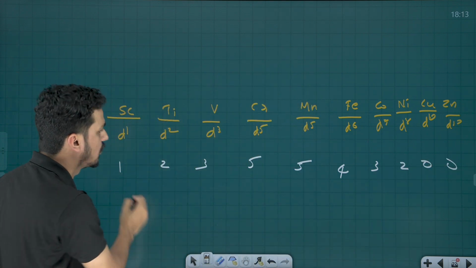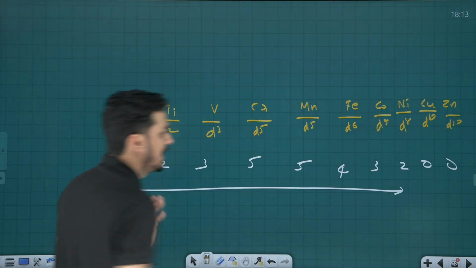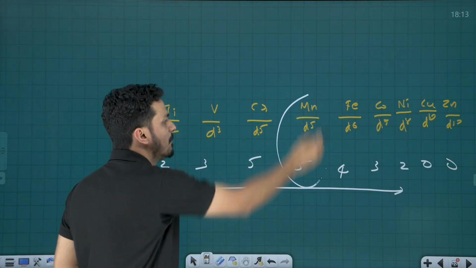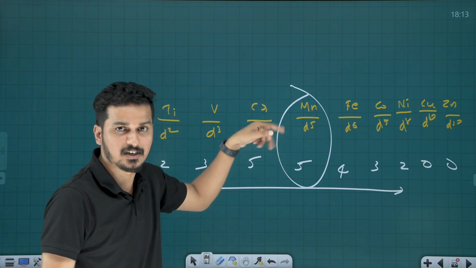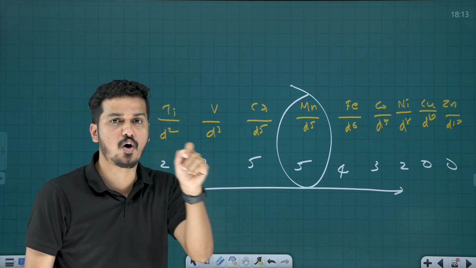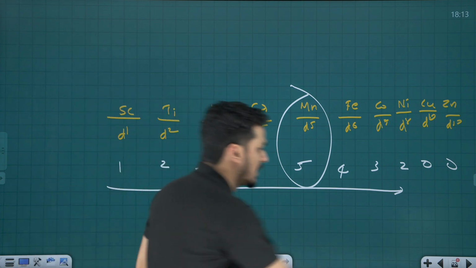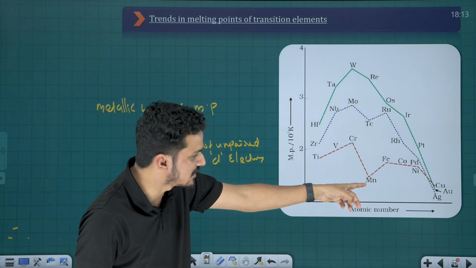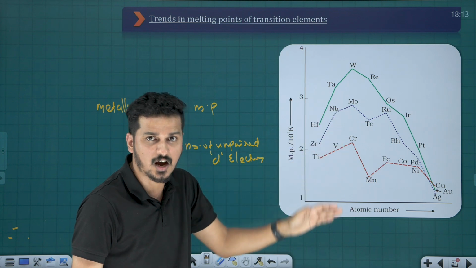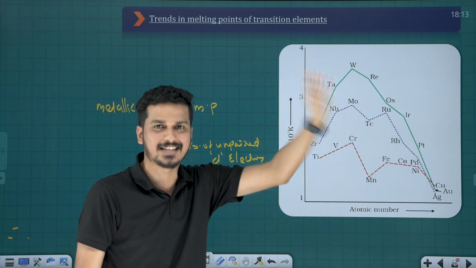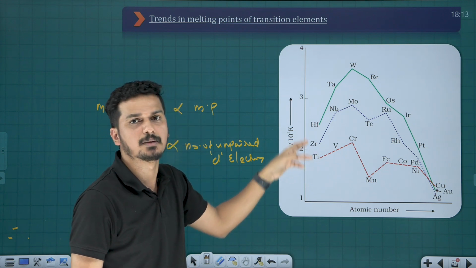So once we are going from left to right, actually it should first increase then decrease. But unfortunately manganese melting point is lesser because of its low enthalpy of atomization. That means this metallic bond is weak there. That idea you have to keep. That's why manganese is low here. But once we are going downside, again 3d becomes 4d, 4d becomes 5d, enthalpy of atomization is increasing. That's why the melting point is increasing.